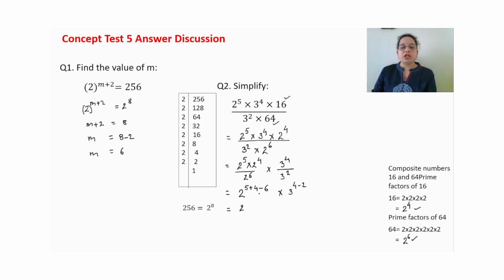So 5 plus 4 is 9. 9 minus 6 will give you 3. 4 minus 2 will give you 2. So 2 raised to the power 3, 2 twos are 4, 2 fours are 8, and 3 square means 9. Multiply these two, you will get 72.